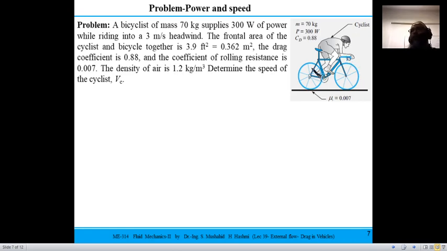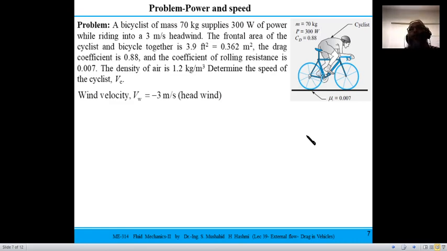A headwind is when you are moving against the wind. If the wind is moving in the direction in which you are traversing, that is called a tailwind. And the wind crossing the rider is called a crosswind. These terminologies are used with any vehicle: crosswind, headwind, and tailwind. So here we have a headwind.